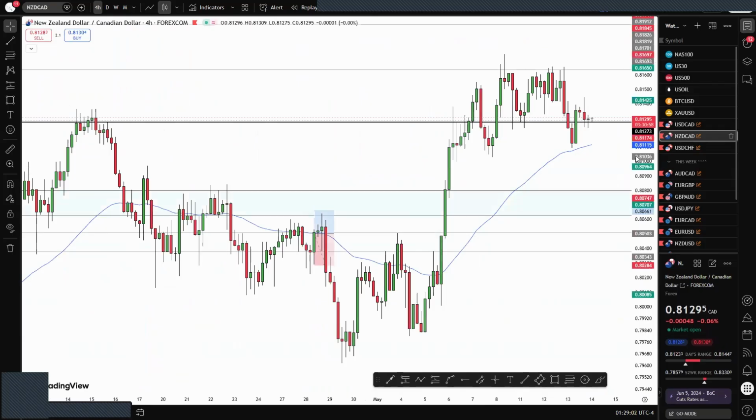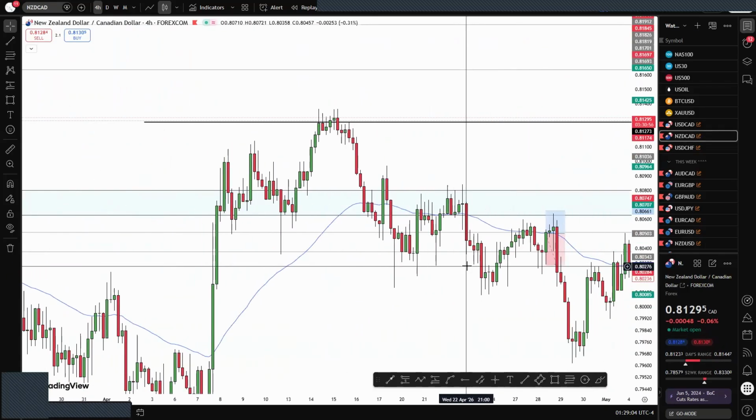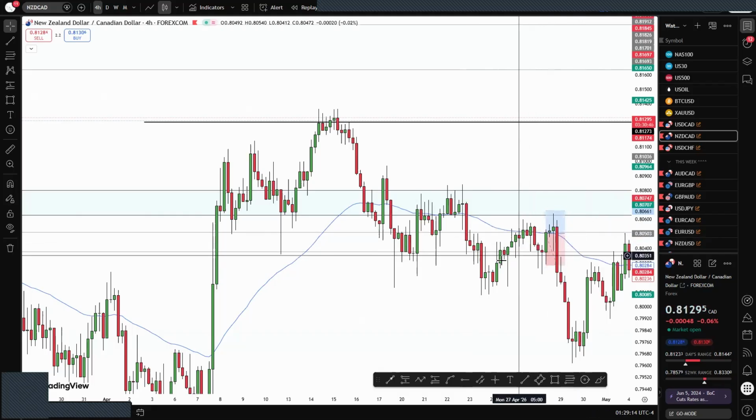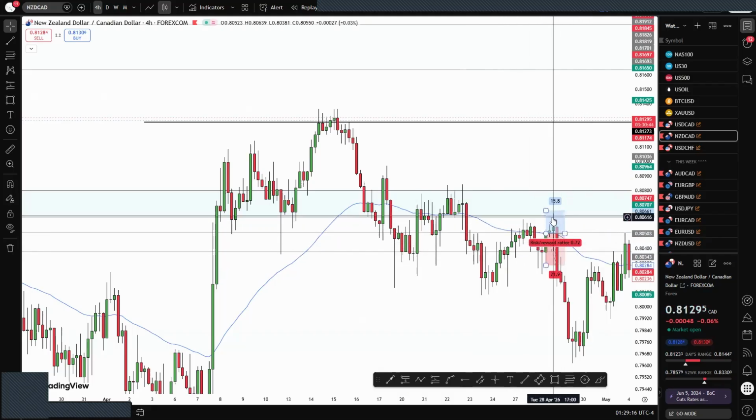NZD CAD. In this case you can see this trade I was very wrong about the direction, and you can see what really happened. Price went straight to the stop loss.